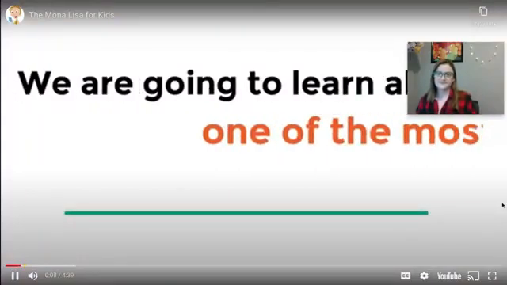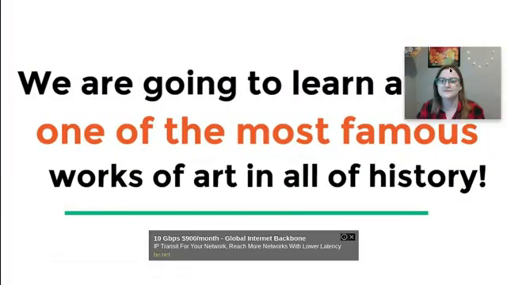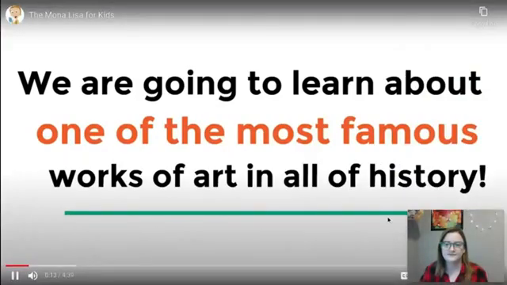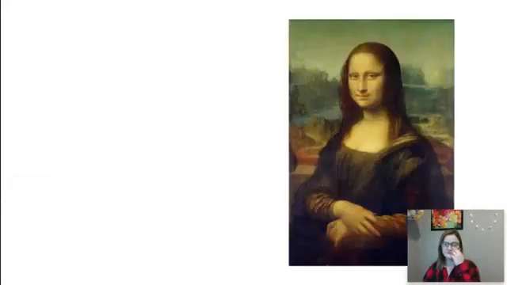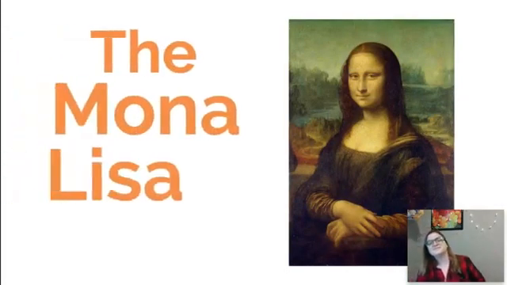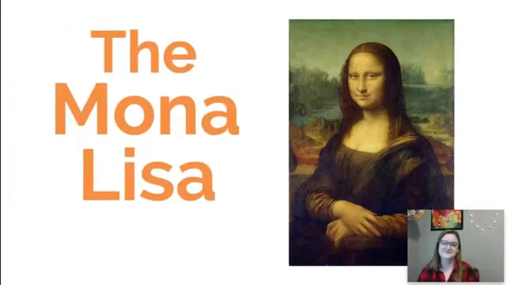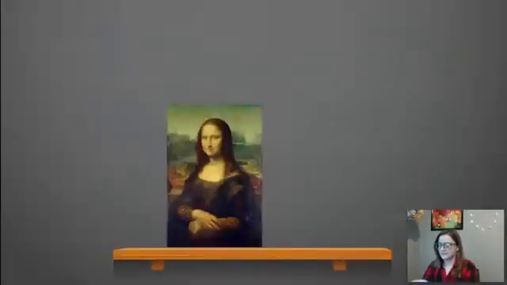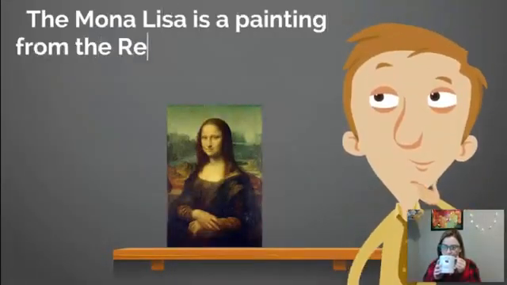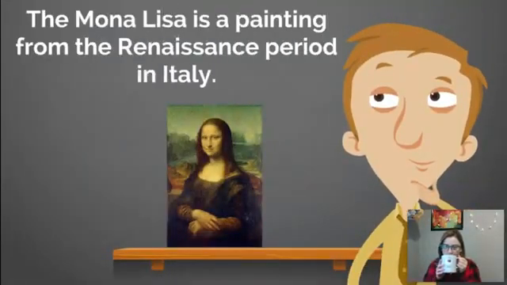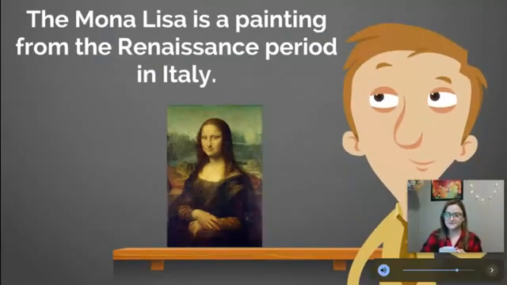We are going to learn about one of the most famous works of art in all of history. Here it is. What is this painting called? The Mona Lisa. This video is all about the Mona Lisa. The Mona Lisa is a painting from the Renaissance period in Italy. The Renaissance period was an amazing time for the arts, science, and culture in Europe.